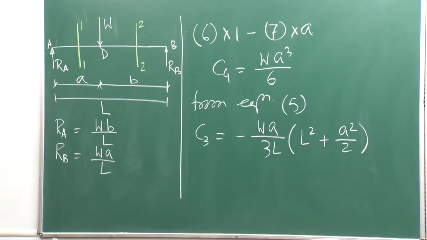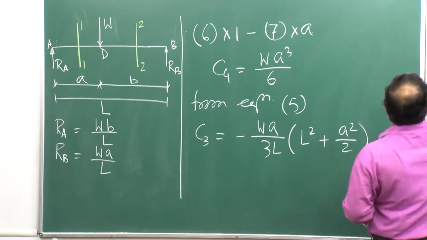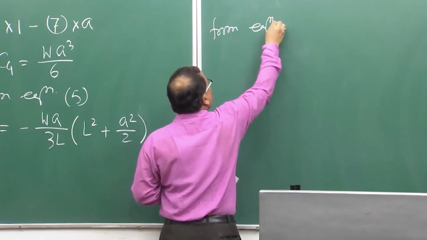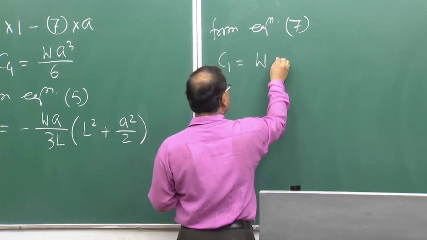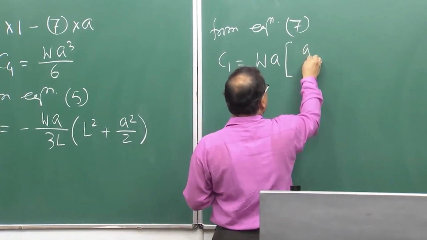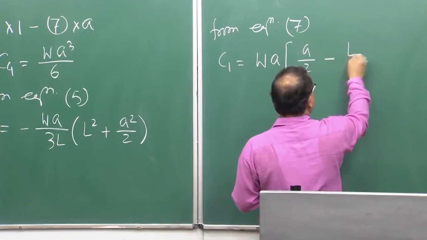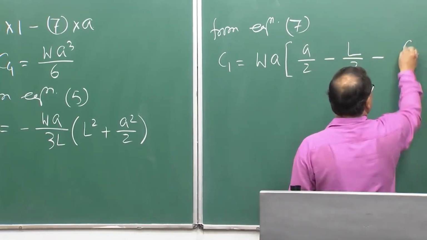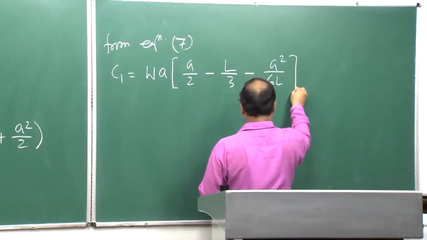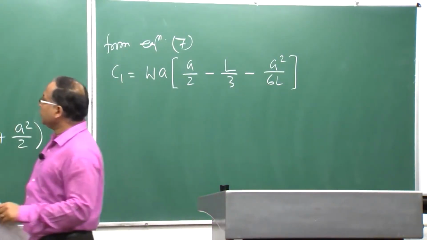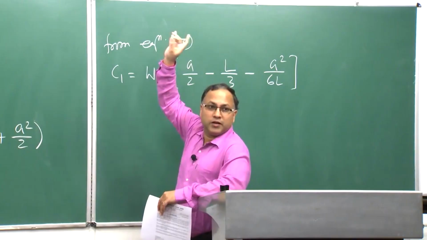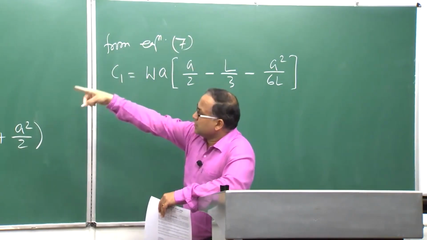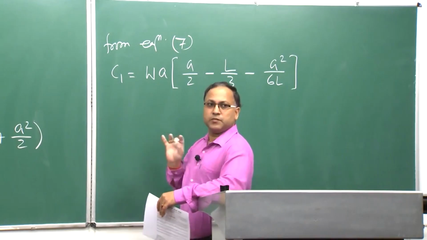And then finally, from equation 7 you will get C1 equal to W A by 2 minus L by 3 minus A square by 6 L. So, you have got all the integration constants. C1, C2 is already 0, we have already seen in the last lecture that C2 was 0, then C3 and C4. So, all the integration constants have been obtained.